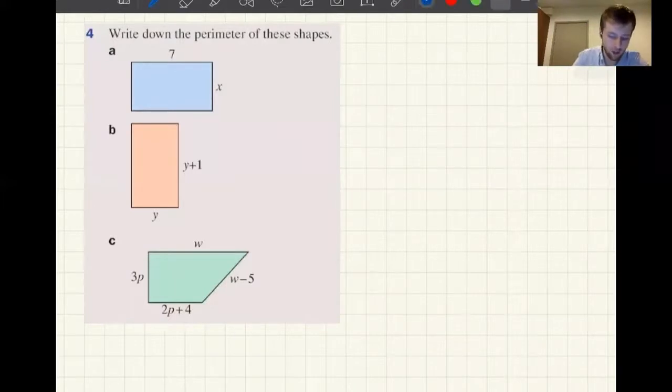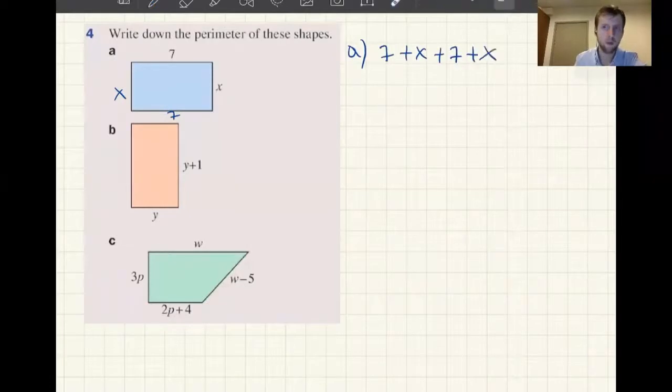So again, this is 7 as well, and this is x. So we do 7 plus x plus 7 plus x. I kind of went clockwise, right? 7 plus x plus 7 plus x. We could group it differently, and I think I will later. So 7 plus x plus 7 plus x is equal to 7 plus 7.